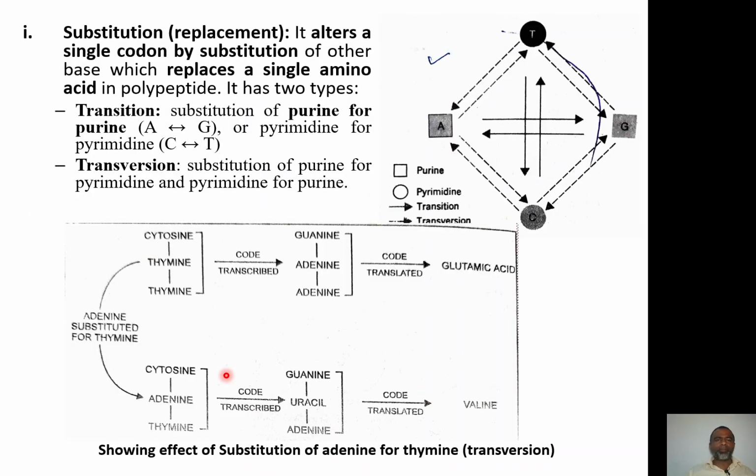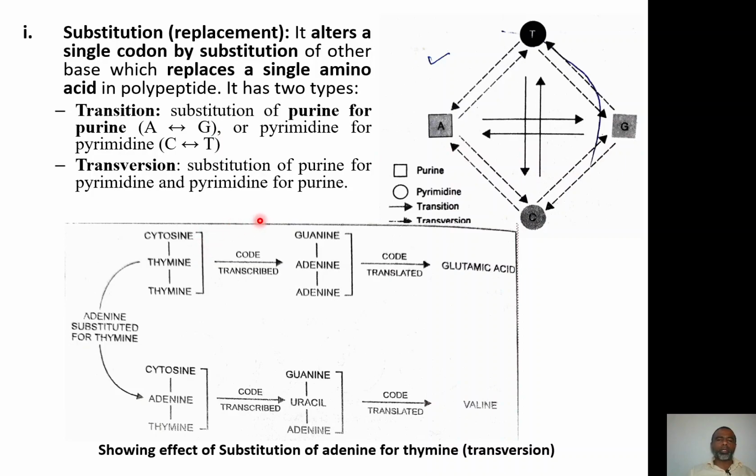Let us see them. Substitution is the replacement of one base with another. If a purine is changed for another purine and a pyrimidine is changed for another pyrimidine, it is called transition. And if a purine is changed for a pyrimidine and a pyrimidine is changed for a purine, then it is called transversion. We have discussed it in the earlier topic also. Now, when you are changing only a single base, what is happening? Let us look at the effect.